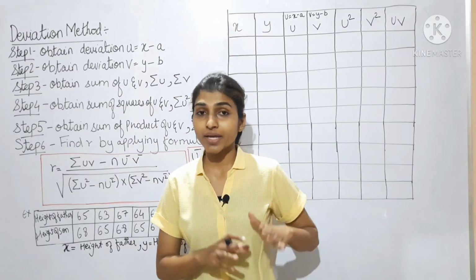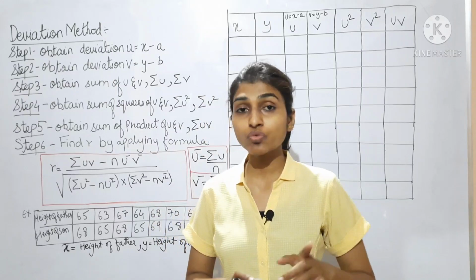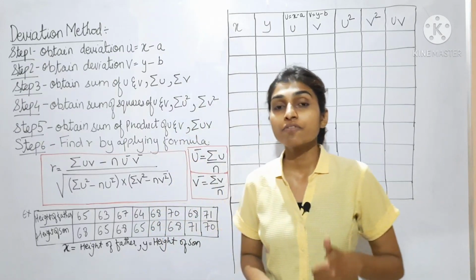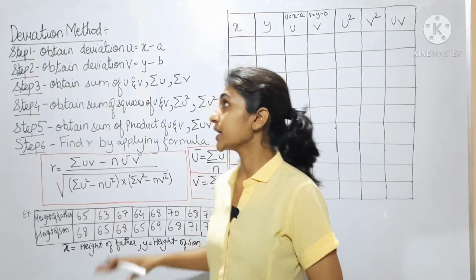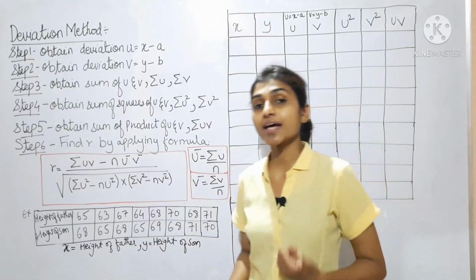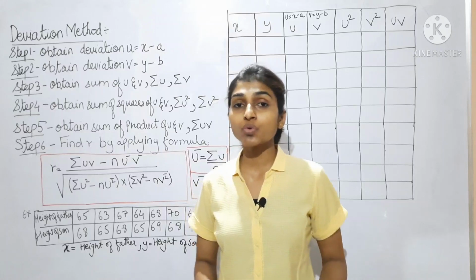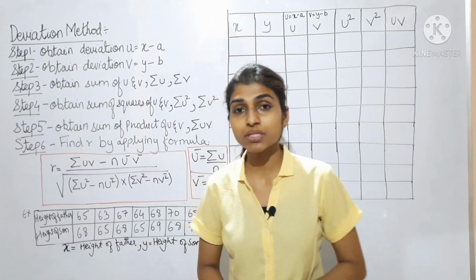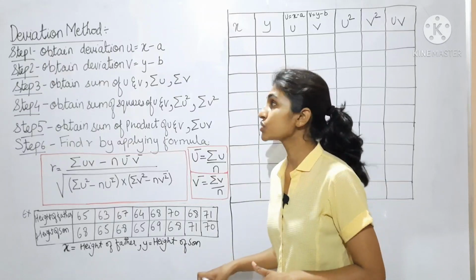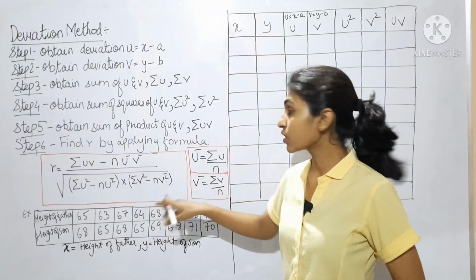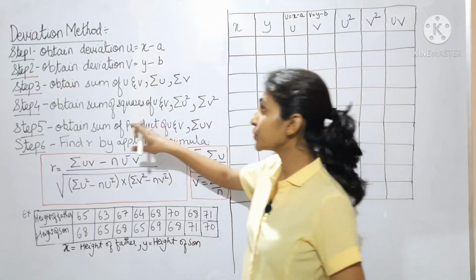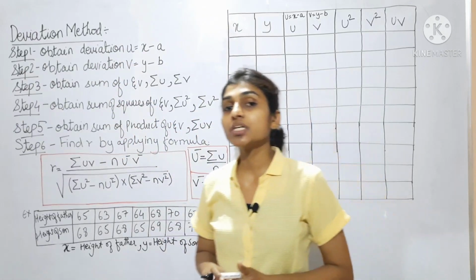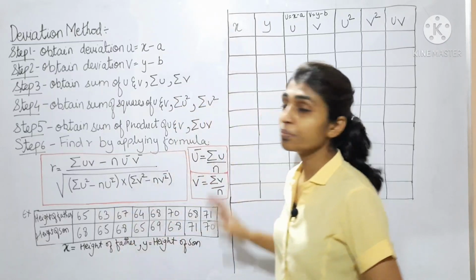We have seen one example by direct method. To find Karl Pearson coefficient of correlation, there are two methods. One is direct method and second is deviation method. In my last lecture I explained how to find correlation between two variables by using direct method. In today's lecture we are going to study how to find coefficient of correlation between two variables by deviation method. Deviation method is also called assumed mean method.